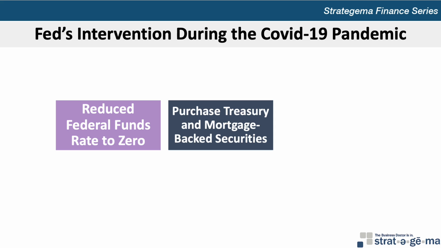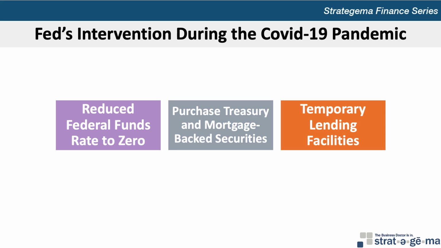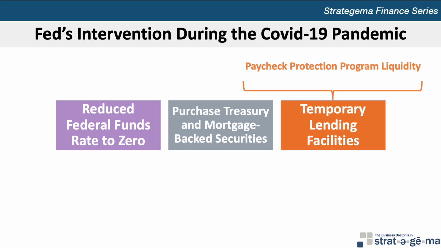Finally, the Fed introduced temporary lending facilities to help households and businesses to borrow and have access to funding through the Paycheck Protection Program Liquidity Facility to help small businesses and provide them with the necessary credit to support their employees' payrolls. The Main Street Lending Program was also instituted to provide lending to small and mid-sized businesses.